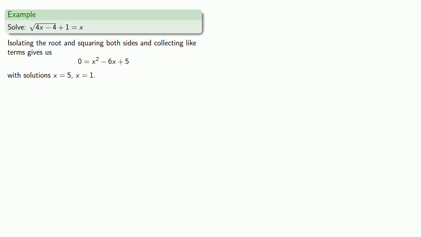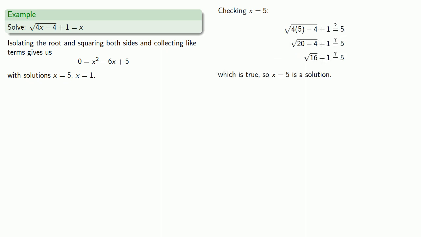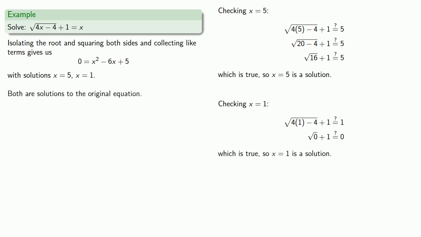And now let's check our two solutions. Checking x equals 5 by substituting it into the original equation, we get a true statement, so x equals 5 is a solution. We'll also want to check x equals 1 by substituting it into the original equation. This is also true, so x equals 1 is also a solution. So both our solutions are solutions to the original equation.